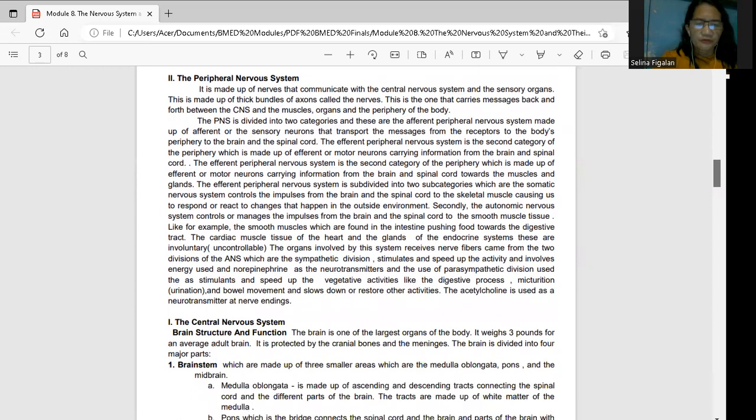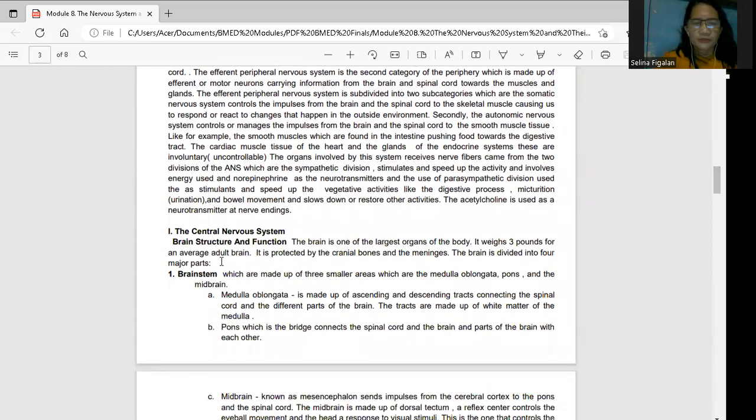Okay. The central nervous system, okay, so it is made up of the brain and then the spinal cord. So the brain is one of the largest organs of the body, because even the liver is one of the largest internal organs. So the weight of the brain is about 3 pounds, with an average under the adult brain. So meron siyang cranial bones ang ating brain, at itong cranial bones, and another is the meninges. Okay, so ibig sabihin, meron tayong cranium, cranial bones, nagpo-protect ng ating brain. Okay, and then the meninges.